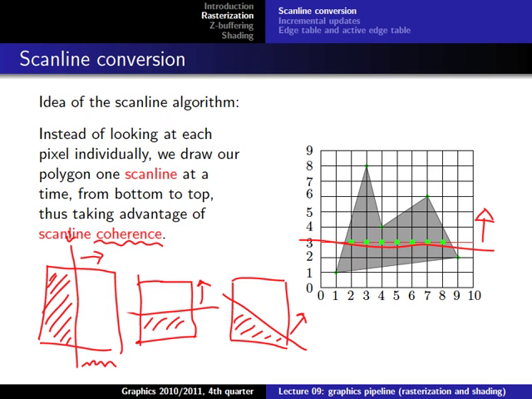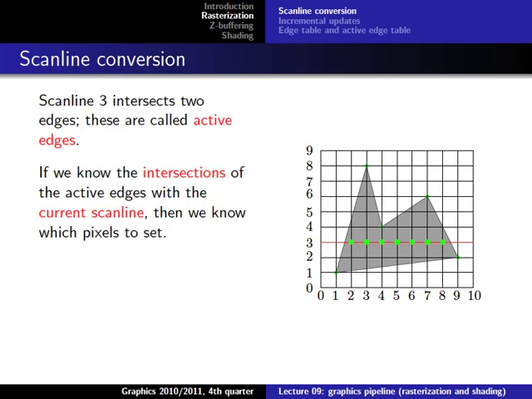And here you will see that when we want to calculate the pixels that we have to draw on a specific scan line, we can take advantage of the knowledge of what pixels we have drawn with the previous scan line. So let's look at one particular example. Let's look at scan line number 3. Number 3 is this scan line here, and we say this scan line intersects with two edges, and we call these active edges. In this case, this is the left edge here and the right edge of the polygon.